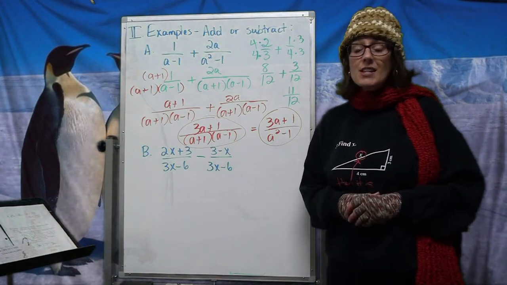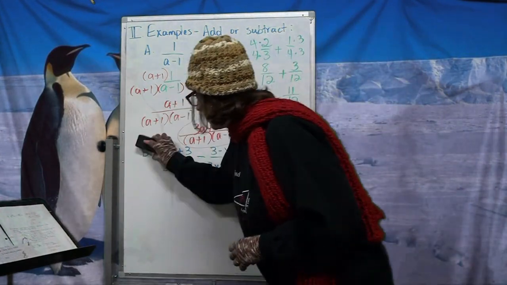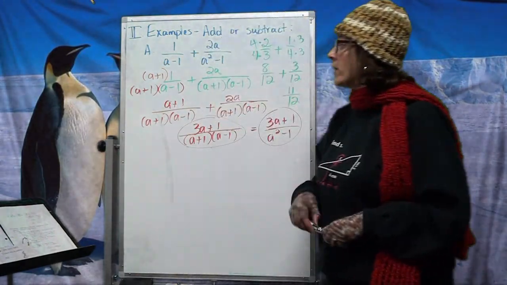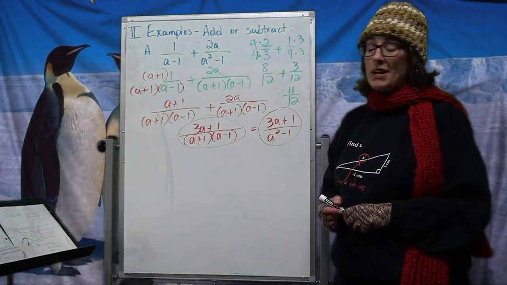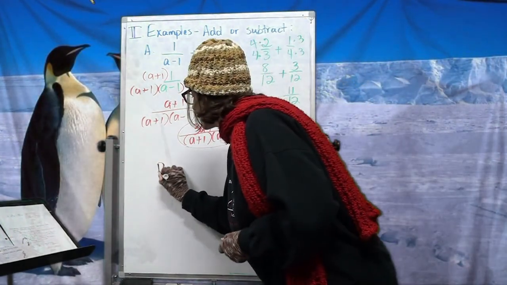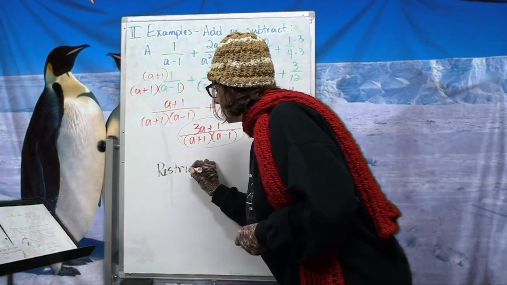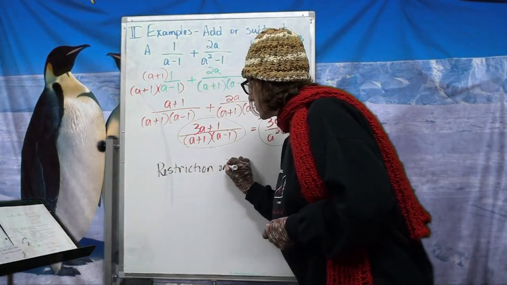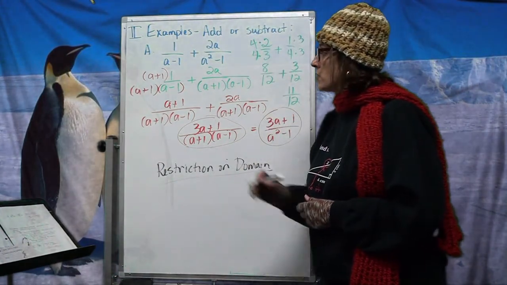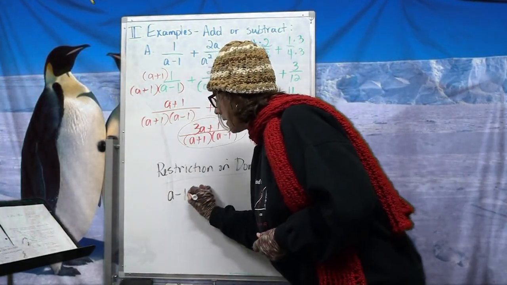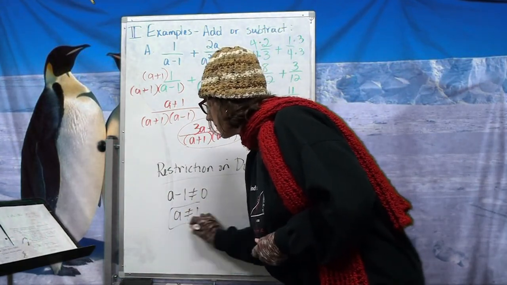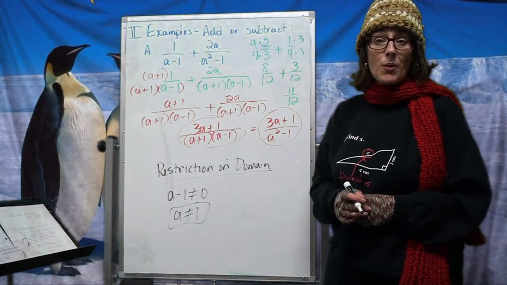Now, let's consider the restriction on the domain on this one. Because remember, I do have fractions. I want to make sure that whatever I'm working with does not create a 0 in the denominator. So I have a denominator here and I have a denominator here. So as I consider that restriction on the domain, I need to consider each of those denominators. The a minus 1 had better not be a 0, and so in that case, the a had better not be a 1, because that will cause a 0 in that denominator.